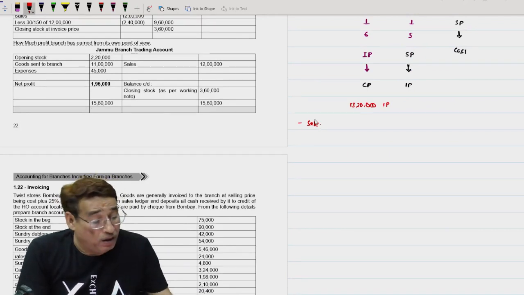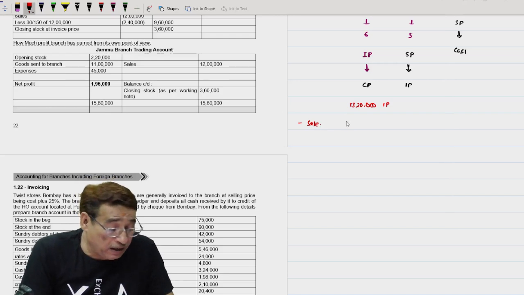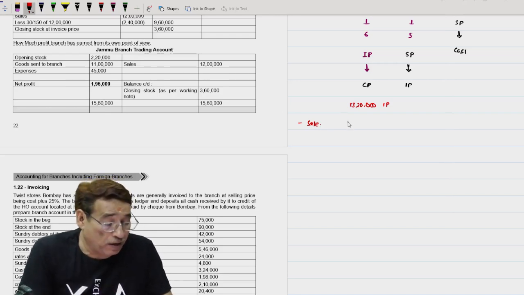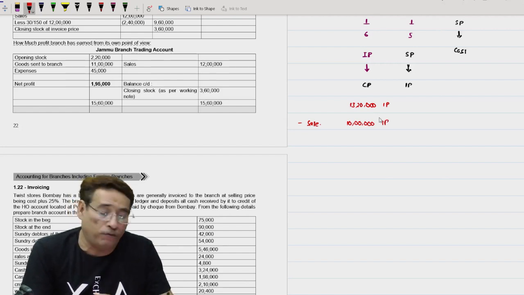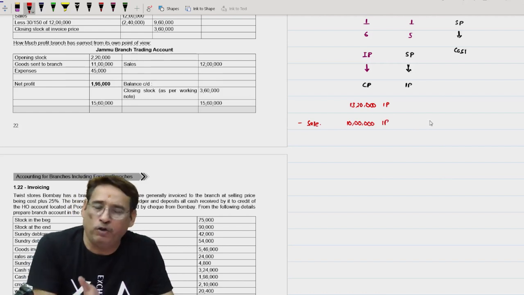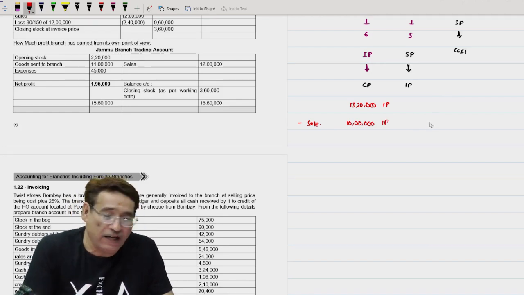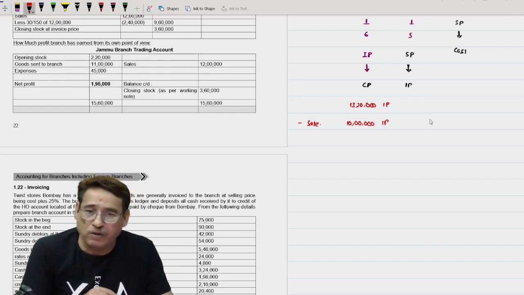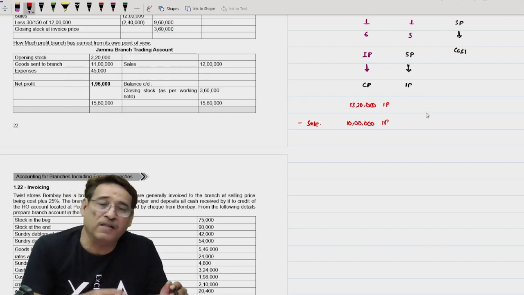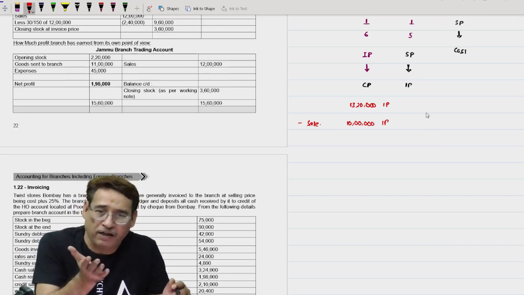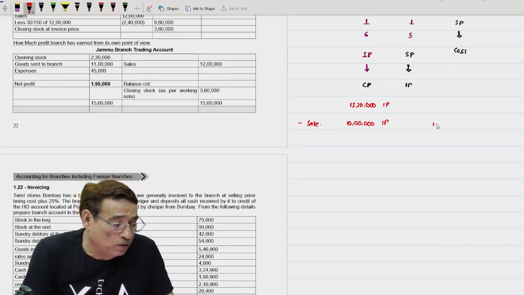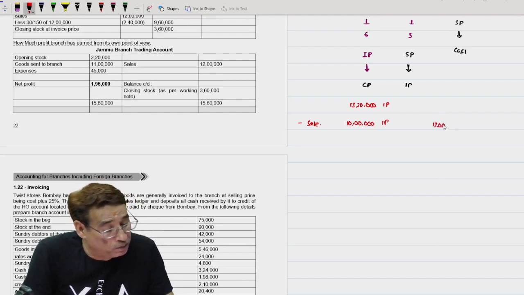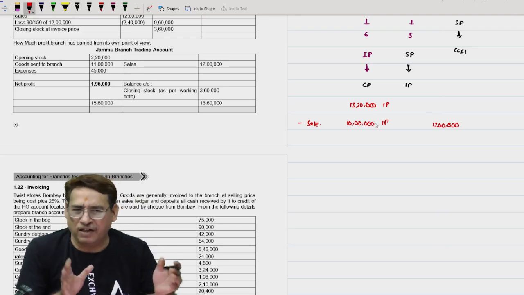Correct? Let us say in the current year, just an imaginary figure, out of 3,20,000, 10 lakh worth of goods whose invoice price was 10 lakh, you sold them. Obviously you are going to sell them at a slightly higher price, because in this question it is clearly mentioned that sales are a bit higher than the invoice price. Let us say you sold these goods for 13 lakhs, for simplicity.